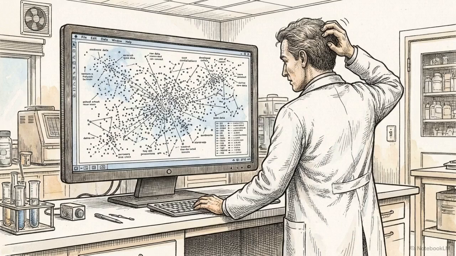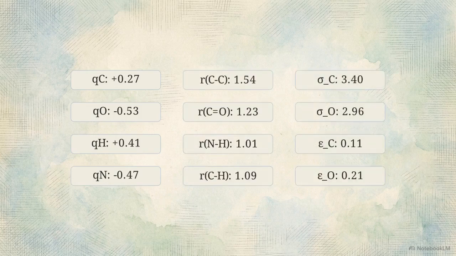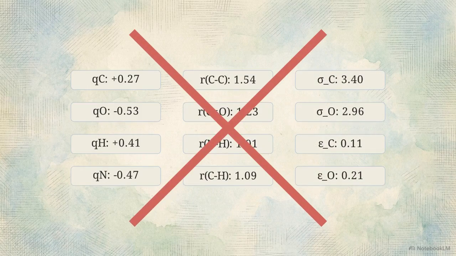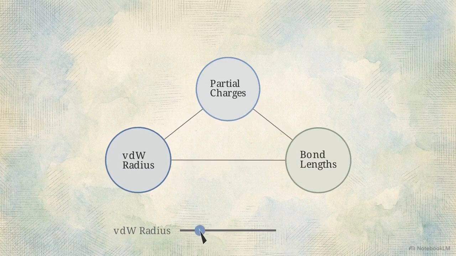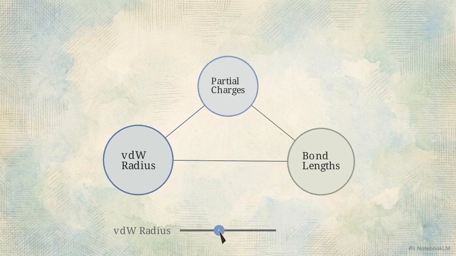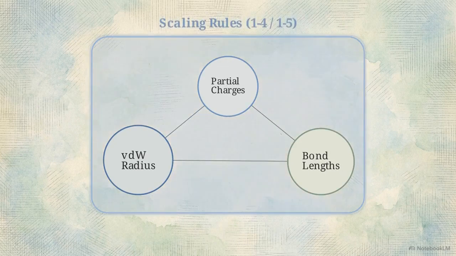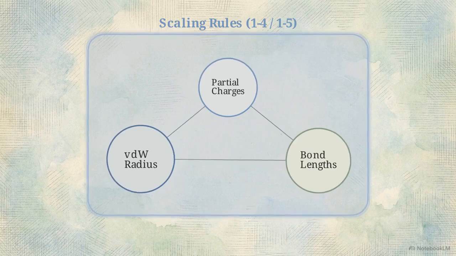The root of this failure is a misunderstanding of what a force field actually is. Parameter sets are not collections of independent absolute physical constants. They are highly co-optimized thermodynamic ecosystems. Every charge, bond length, and van der Waals radius is calibrated against the others within a strict set of internal assumptions and mathematical scaling rules.